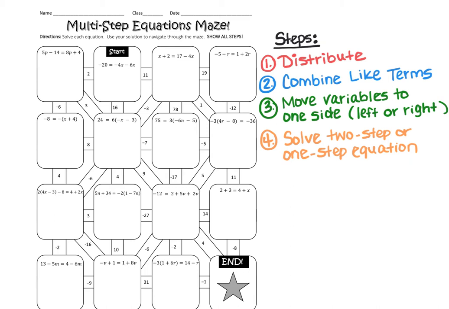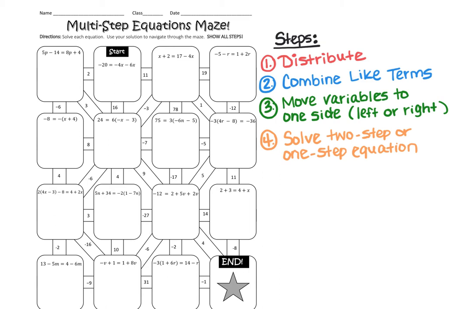So write them down. The first thing you have to do to solve multi-step equations is to distribute. After you distribute by multiplying, you'll look to see if there are any like terms that you need to combine. After you do that, you'll do the third step, which is to move variables to the same side.